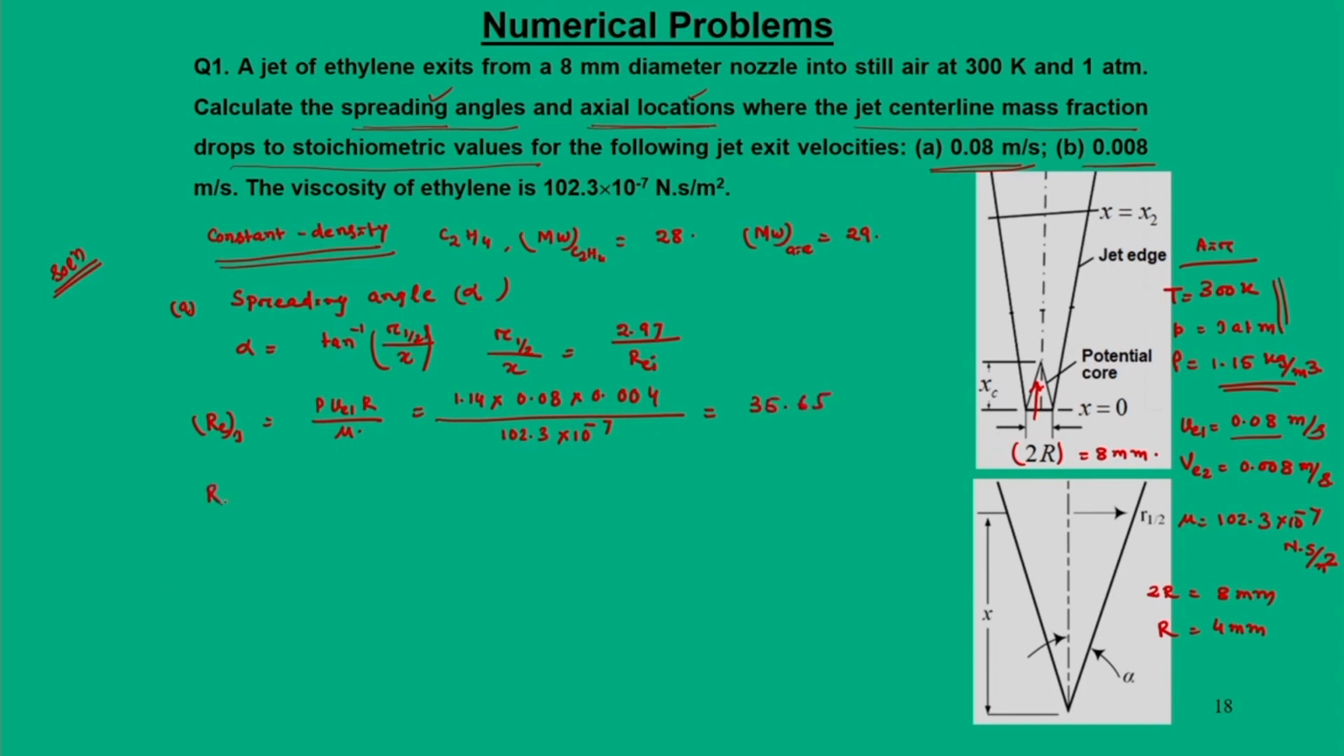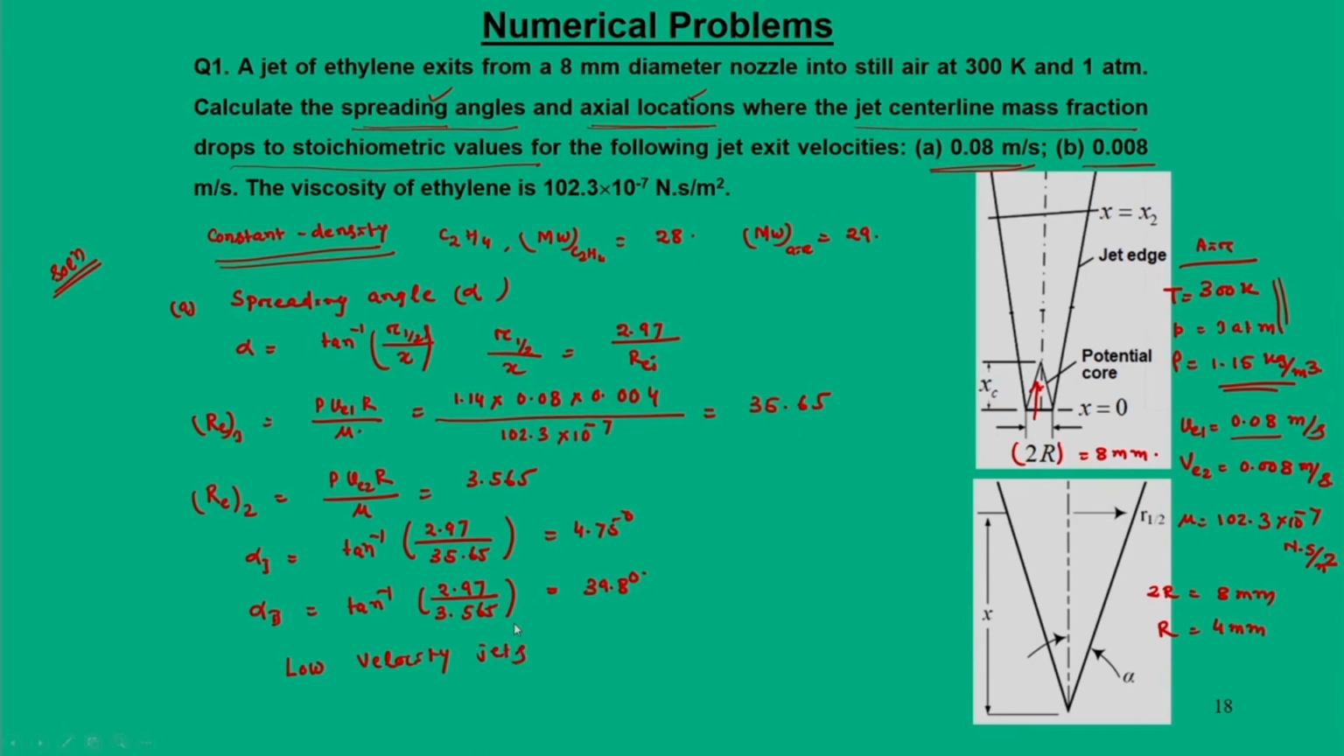So, this number is 35.65. Now, for the second case, Re2 will be rho VE2 r by mu, which is just a scaling difference, so it will be 3.565. Now we can find alpha 1 for the first case as tan inverse of 2.97 divided by 35.65, which is 4.75 degrees, and alpha 2 for the second case as tan inverse of 2.97 by 3.565, which is 39.8 degrees. So, low velocity jets, meaning low Reynolds number jets, imply a higher spreading angle.